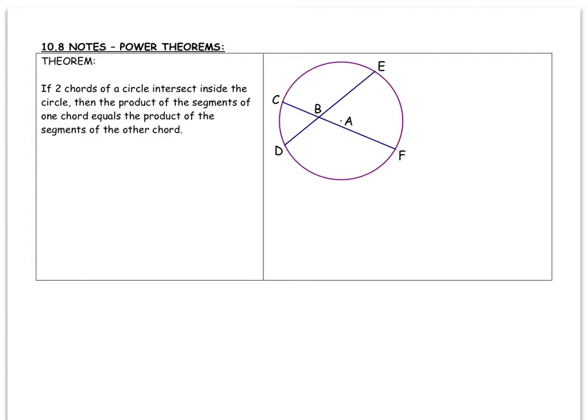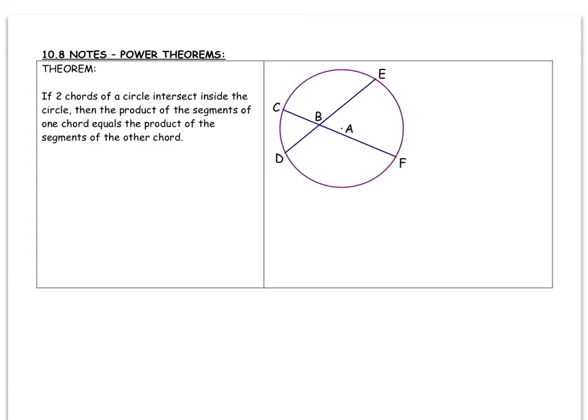So in our picture, the product of the segments of one chord, so that would be CB times BF, should be equal to the product of the other segments. So DB times BE. And notice this works for any two chords drawn in the circle, even if they're both diameters, because in that case they would both be congruent and our theorem would still hold.